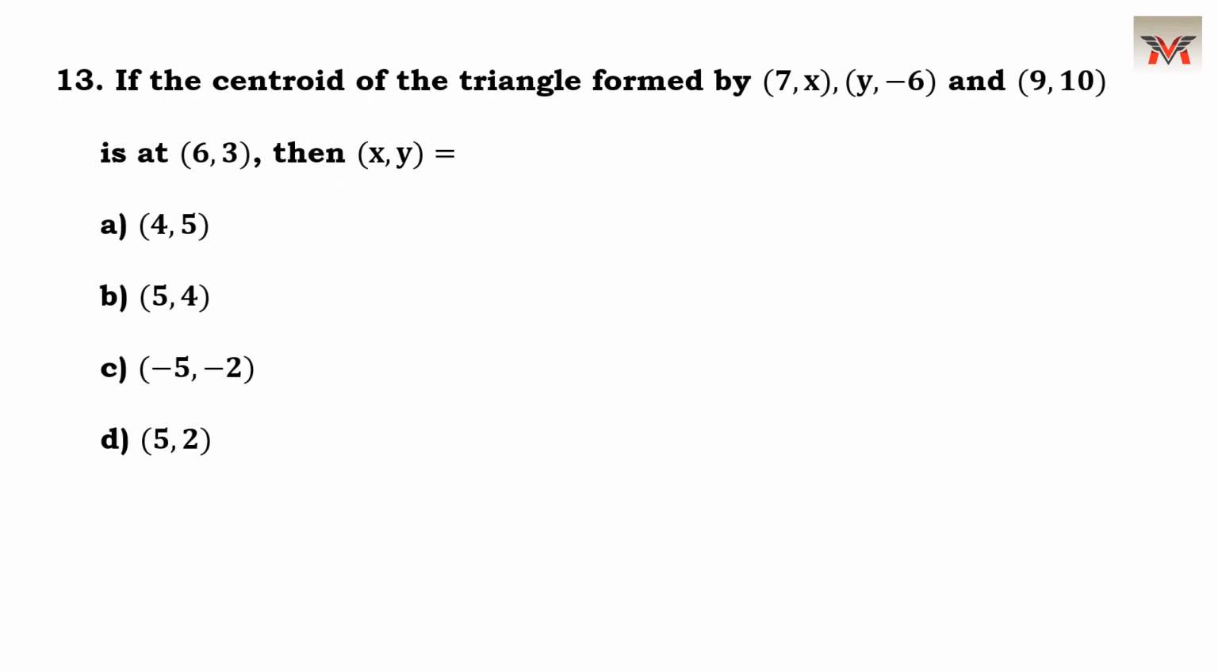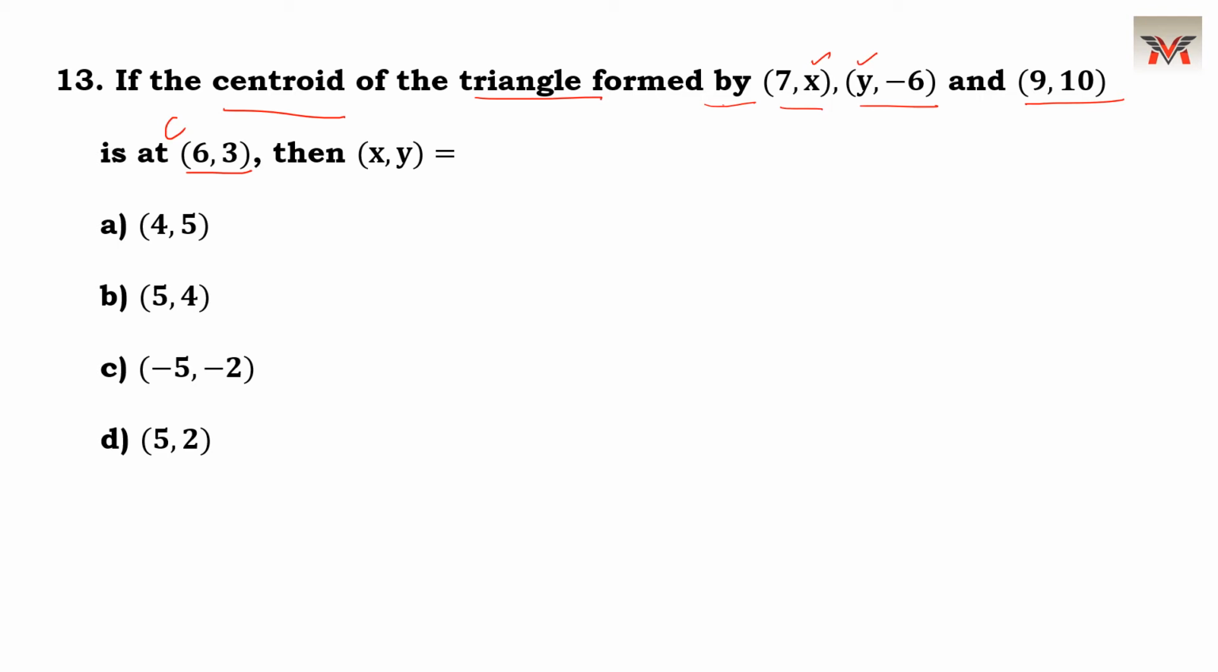So here, if the centroid of the triangle is formed by (7, x), (y, -6) and (9, 10) is (6, 3). So what is (6, 3)? It's the centroid of the triangle. Then the value of x, y. Here we have x and y on two vertices, one x and one y. What we have to find is the value of x and y.